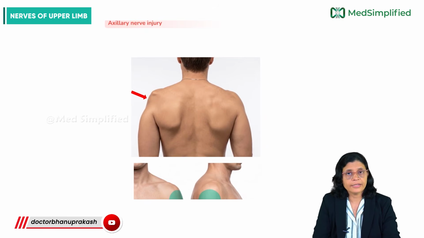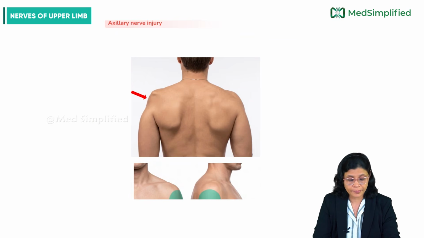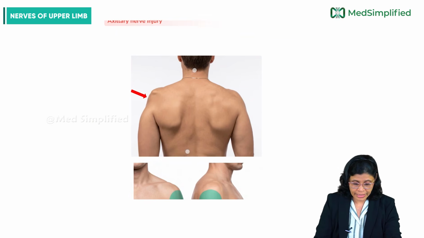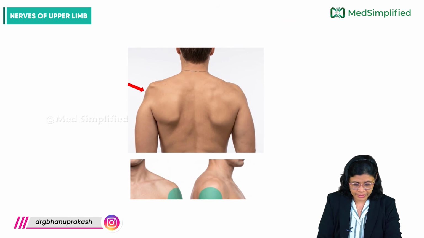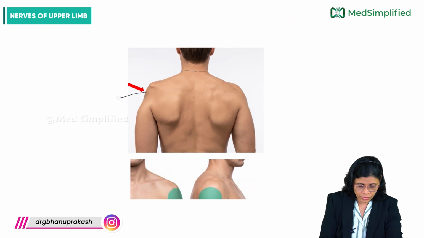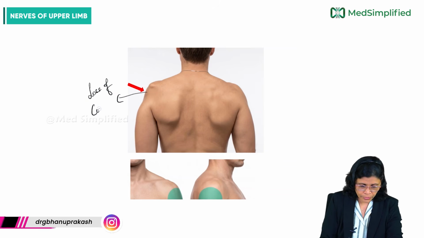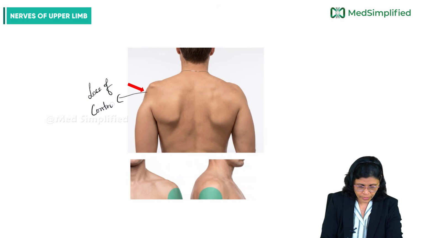When the axillary nerve is injured, the main muscles involved will be the deltoid and the teres minor. Here, when the deltoid muscle is mainly affected, you can see there is loss of contour of the shoulder joint.